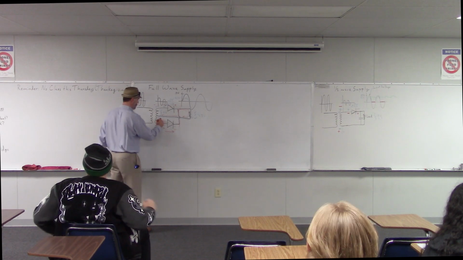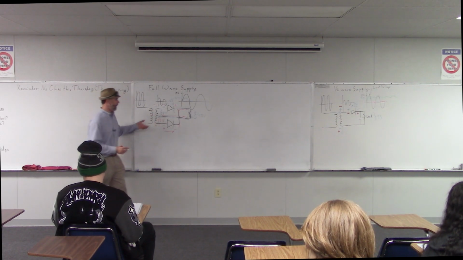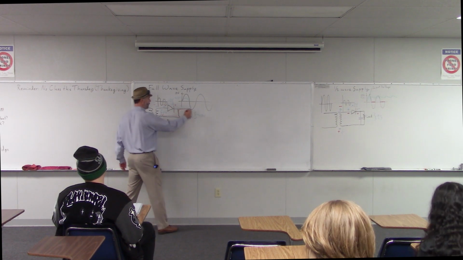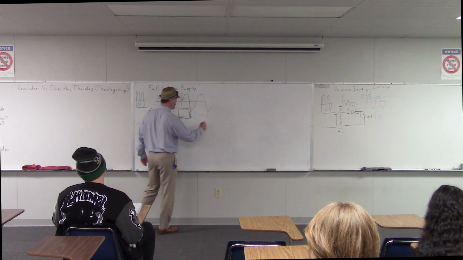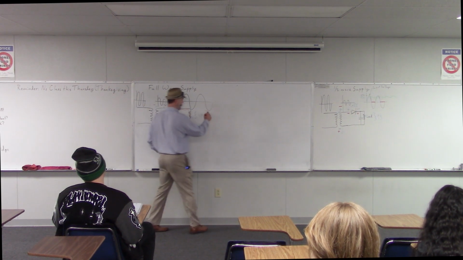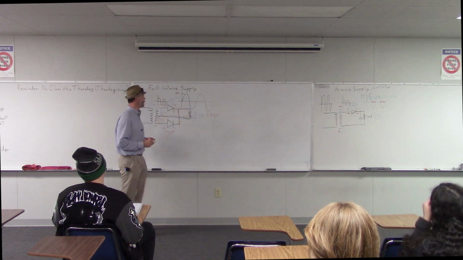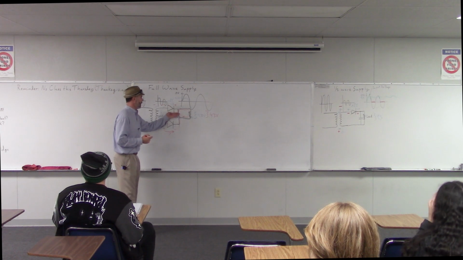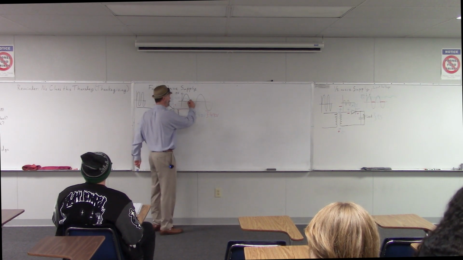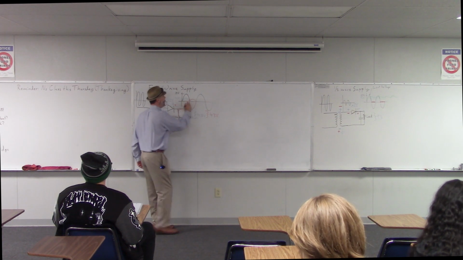So again, we have 5 volts on the bottom, and we lose about 0.7 going through the diode. So how much voltage do we end up with across this load? 4.3, exactly. So 4.3 volts there. So in other words, when the incoming voltage goes negative, the output is still positive, but again, it only goes up to about 4.3 volts.